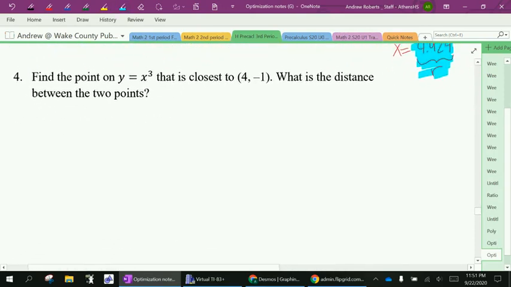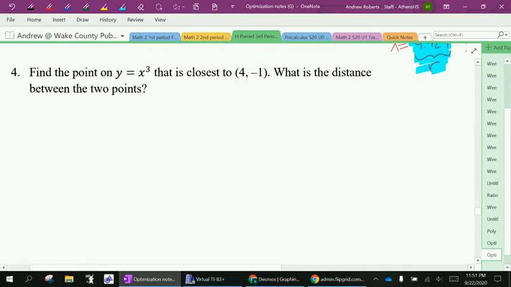Lastly, we're looking at a distance problem. Find the point on y equals x cubed closest to the point 4, -1. If I draw a quick graph here, I know x cubed looks something kind of like this. And 4, -1 is somewhere over here. So I'm figuring out where on this graph is closest to that point. Closest means the shortest distance.